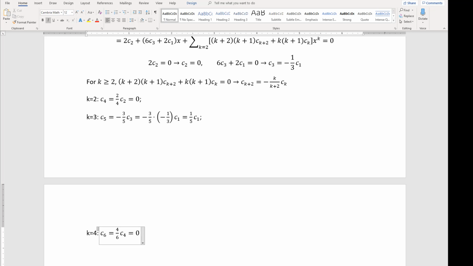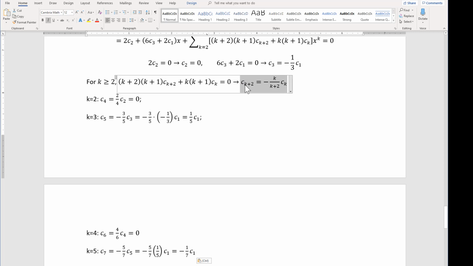Alright, so when k is equal to 5, this is c sub 7, and this is going to be 5 divided by 7 with a negative, times c sub 5. And c sub 5 was equal to 1/5 c sub 1, so that gives me negative 1 over 7 c sub 1. So that's what we have.